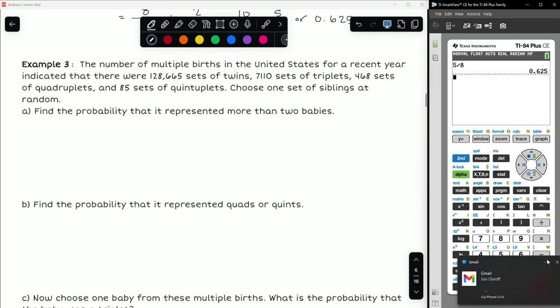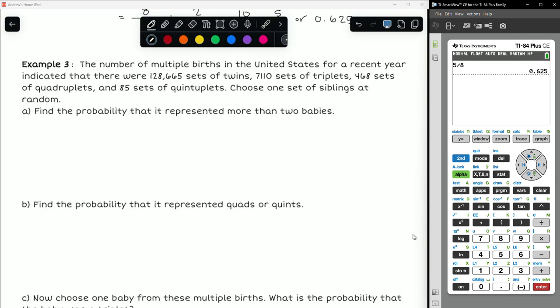Okay, let's try another one. So this one says the number of multiple births in the United States for a recent year indicated that there were 128,665 sets of twins, 7,110 sets of triplets, 468 sets of quadruplets, and 85 sets of quintuplets. Choose one set of siblings at random. Find the probability that it represented more than 2 babies.